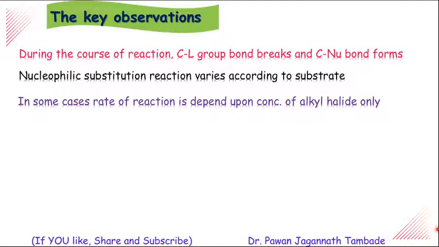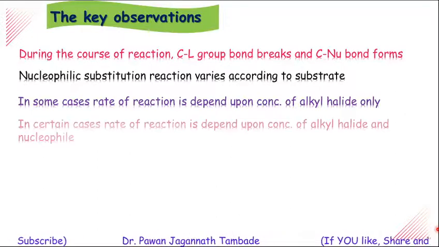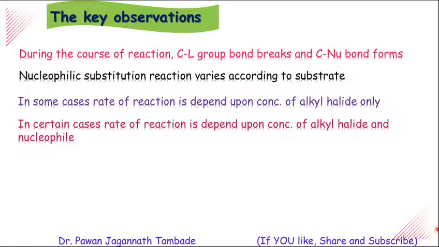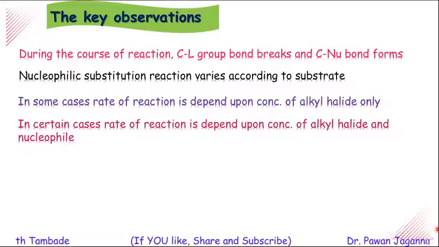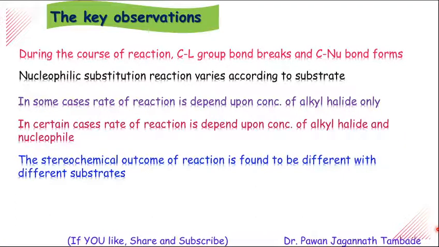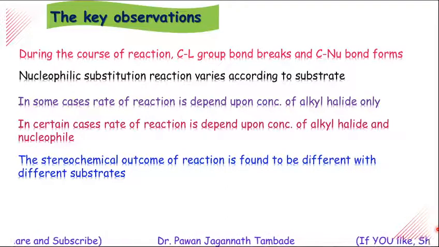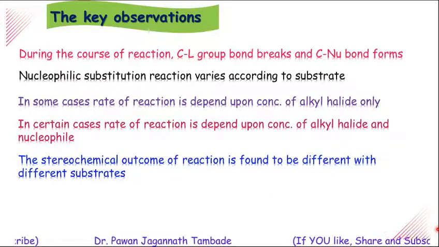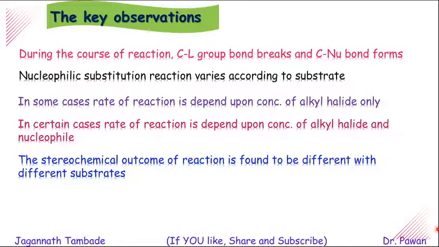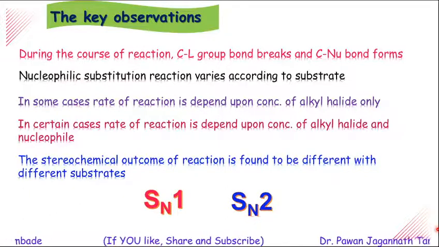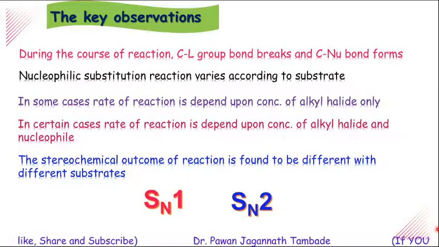In some cases, rate of reaction depends upon concentration of substrate only, that is alkyl halide. However, in certain cases, rate of reaction depends upon concentration of substrate, that is alkyl halide, as well as concentration of nucleophile, which we saw in SN2 type of reaction. The stereochemical outcome of SN reaction is found to be different when we have different chiral substrates. Depending upon all these observations, there are two major types of nucleophilic substitution reaction: one is SN1 and the other is SN2. So in this video, we are going to explore SN1 type of reactions.